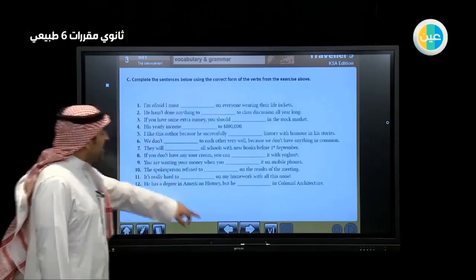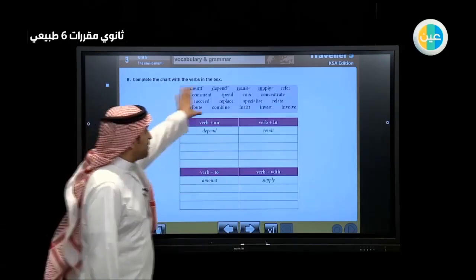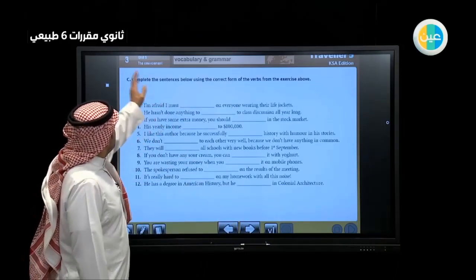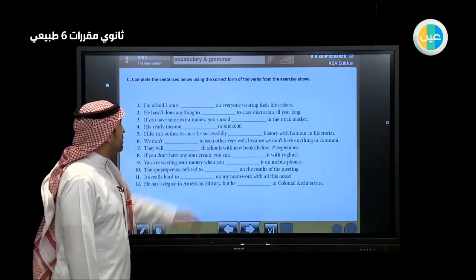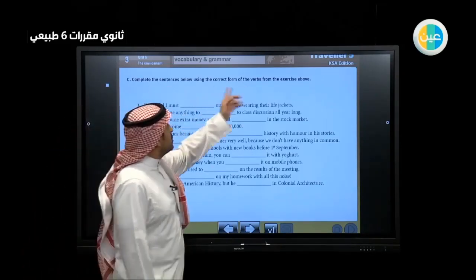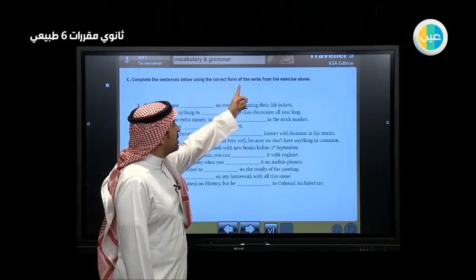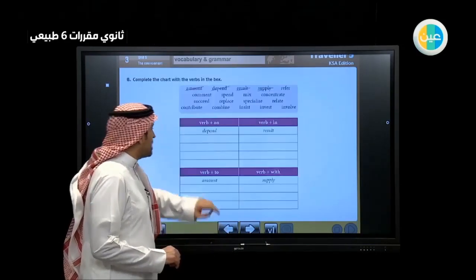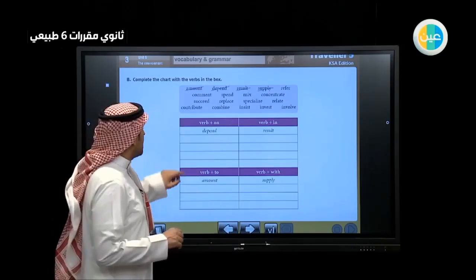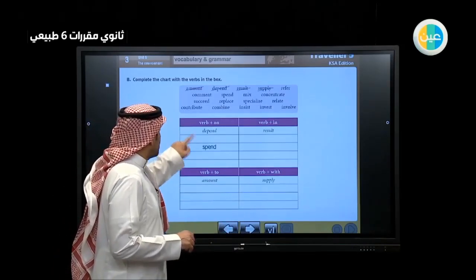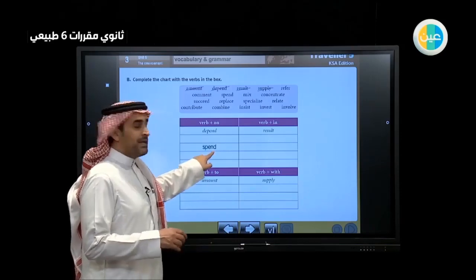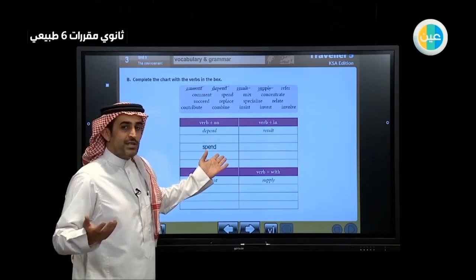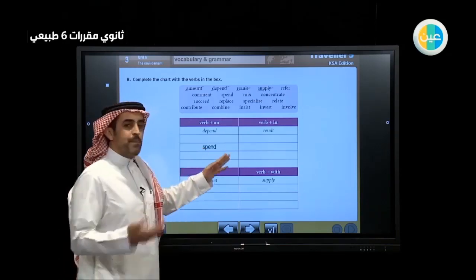Okay, please check all the verbs here and try to fill in the verb in the space. Complete the sentences. Use the correct form of the verb in the exercise above. That means the correct grammatical form. For example, let's take this: spend. If it's in the past, you can't say spend. You must say spent. Okay.